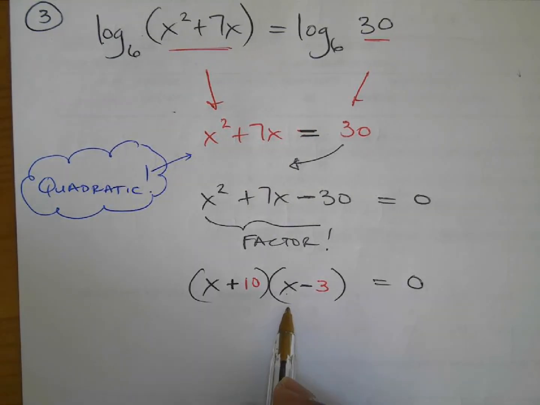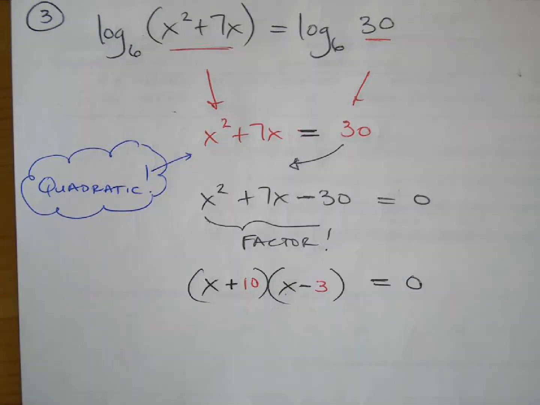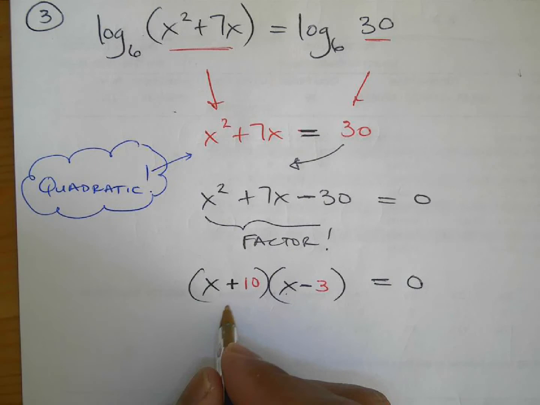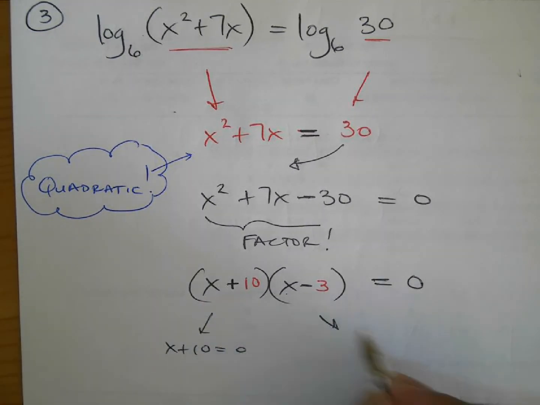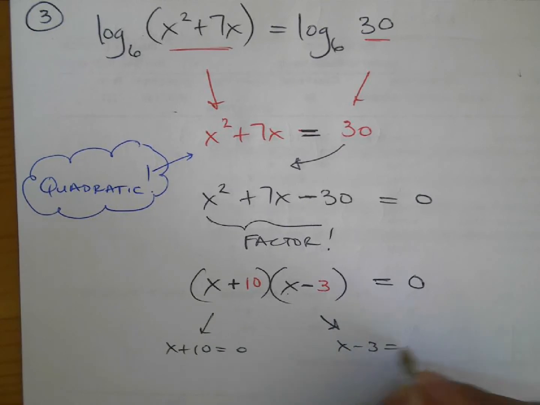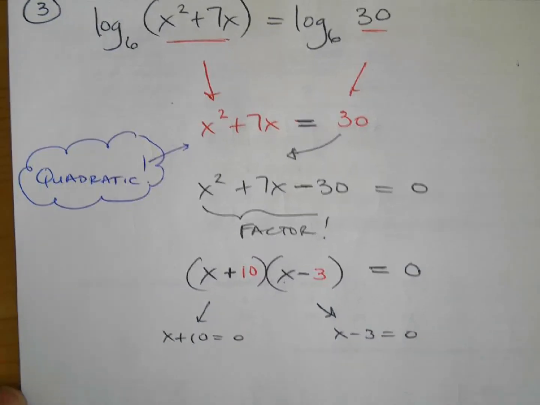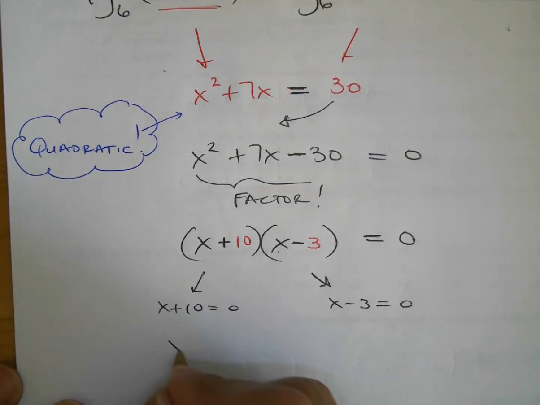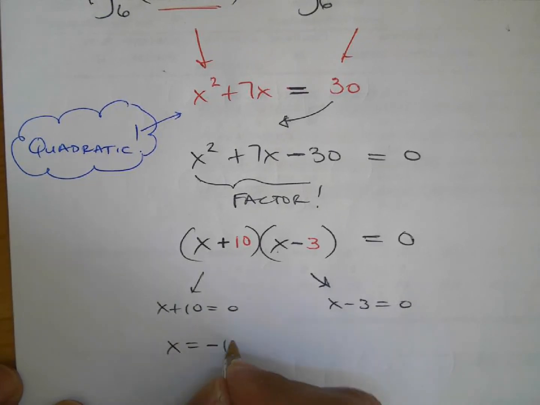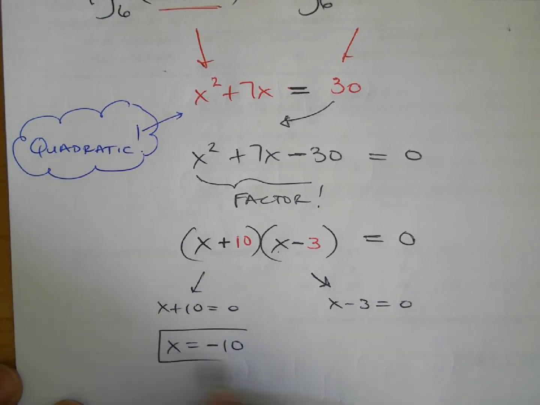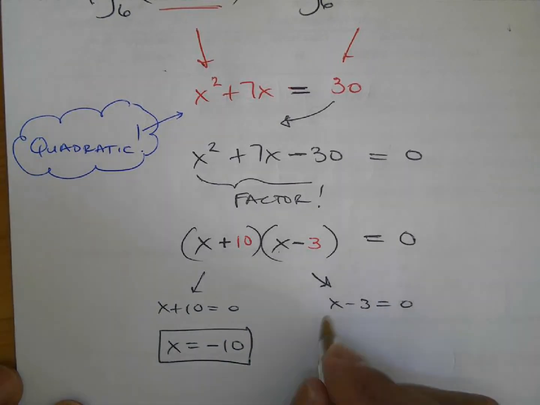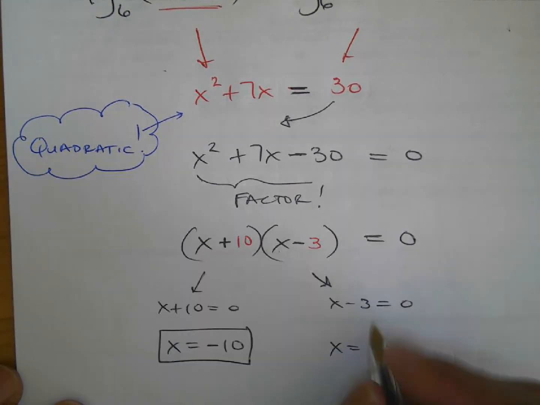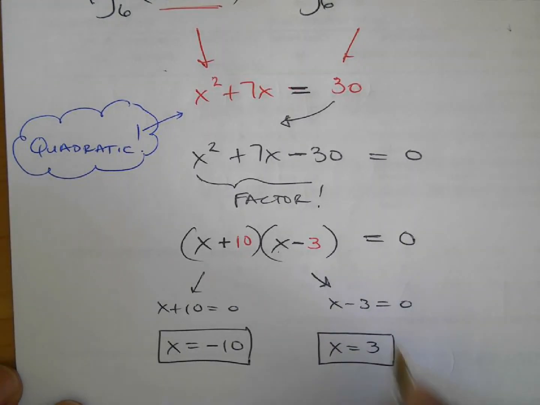And then how do you solve this and get the answers? Remember when we set it equal to 0? What did we learn to do? We set this one, x plus 10, equal to 0 and solve it. And then you do x minus 3 equal to 0 and solve it. So here the answer is x equals what? Negative 10, right? You move this to that side. And x equals what? Positive 3.